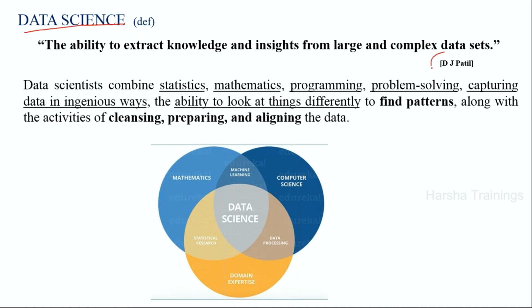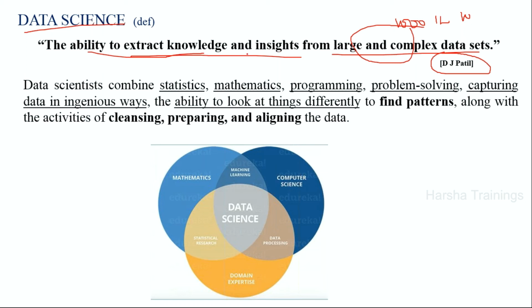Now, let us discuss a simple definition of what data science is. According to DJ Patil, who is the chief data scientist at the White House, and who is an Indian, data science is extracting knowledge and insights from large and complex data sets. Sometimes we will deal with 1,000 records, sometimes 1 lakh records, sometimes 10 lakh records and so on. So I will call this data large and complex data sets. From that, we should extract the knowledge or insights or inferences.